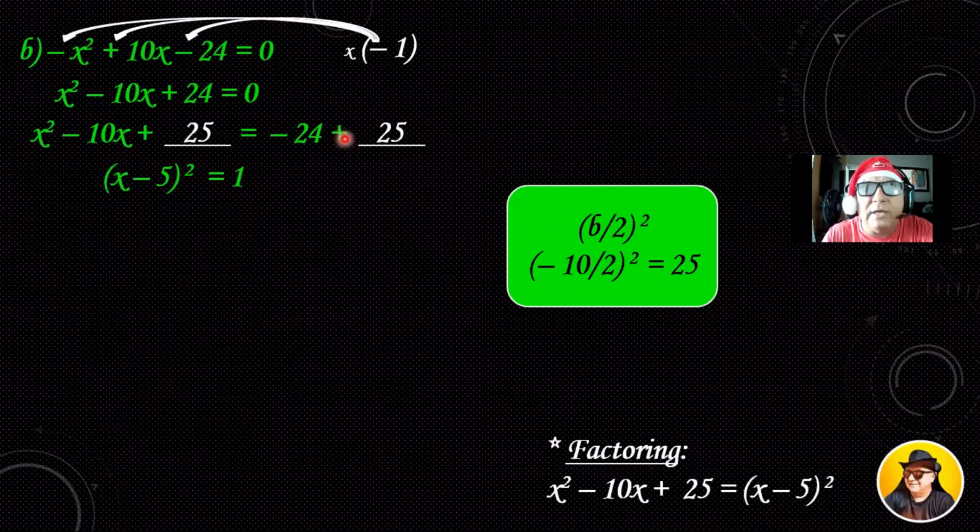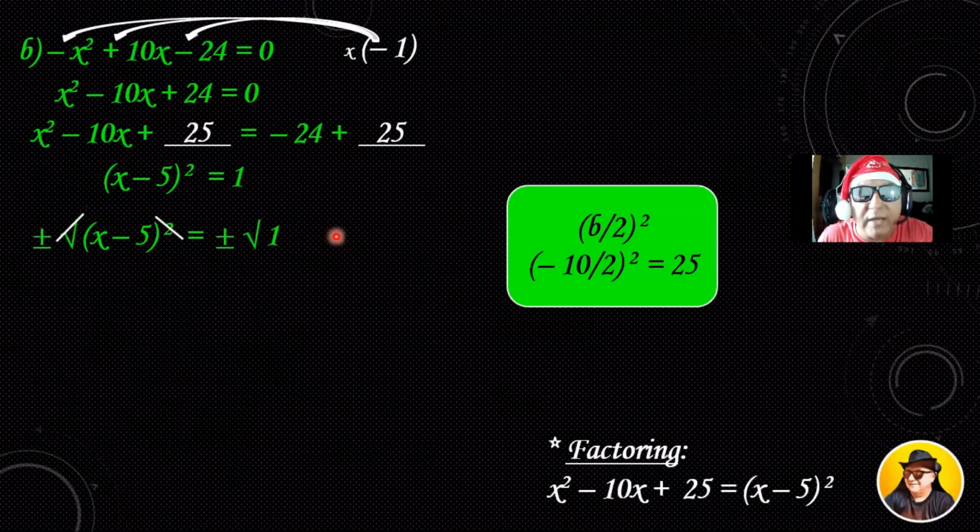Minus 24 plus 25 is 1, okay? And now, let's take the square root on both sides of the equation, like this. All right, the root cancels the square on the left side, and what remains? X minus 5, and what are the square roots of 1? Plus 1 and minus 1. Great. So x minus 5 is plus or minus 1.